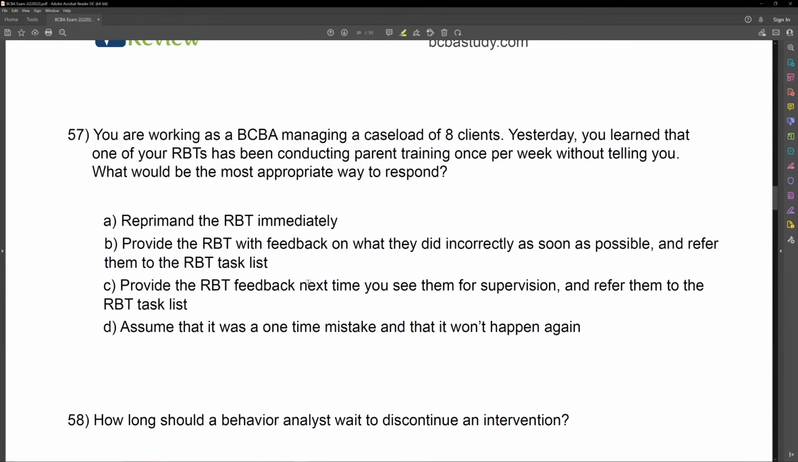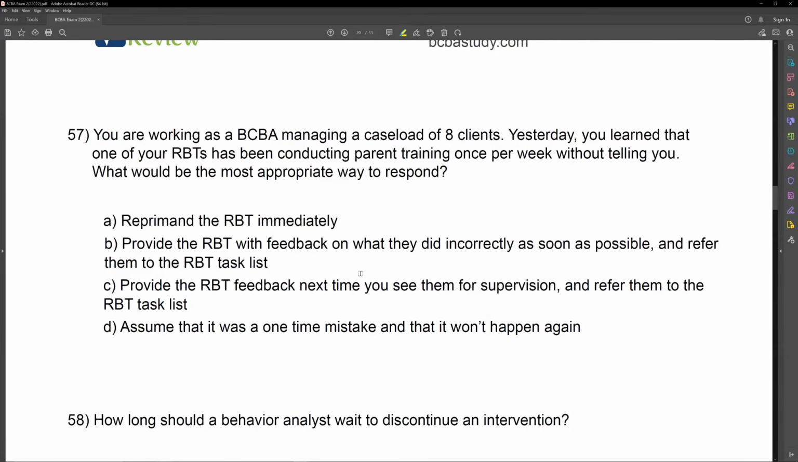What about B? Provide the RBT with feedback on what they did incorrectly as soon as possible and refer them to the RBT task list. Absolutely. We all want to get better. We all make mistakes. Maybe the RBT didn't know. Maybe they forgot. Maybe they just had a brain lapse. Who knows? Instead of jumping all over them, give them feedback. What did they do incorrectly? Refer them to the RBT task list so that they can get better. B is definitely a better answer than A.